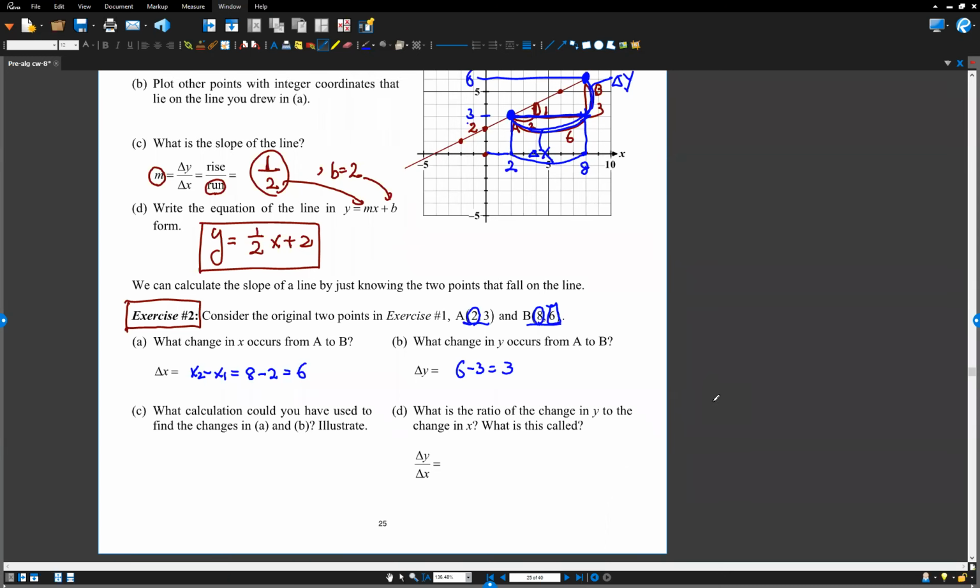Now what is the definition of a slope? Slope is change in y over change in x. Change in y up here is 3. Change in x is up here 6. When you simplify, it's going to be 1/2. That's the slope. So I'm going to write down over here, 1/2 is the slope.